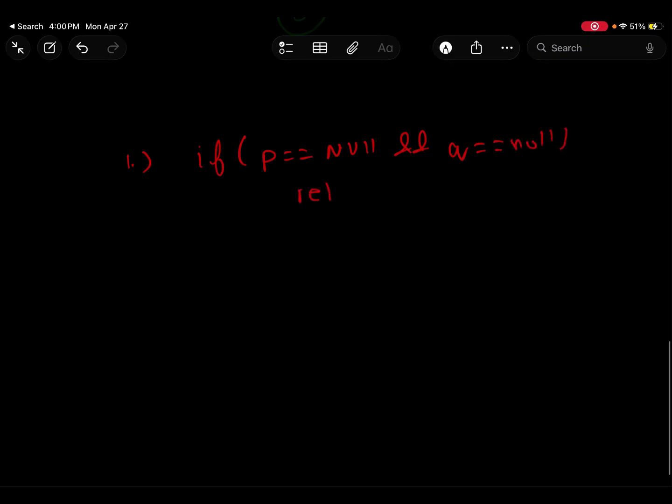So the base cases are the same. The first base case: if p equals null and q equals null, return 1. Return 1 as in valid.